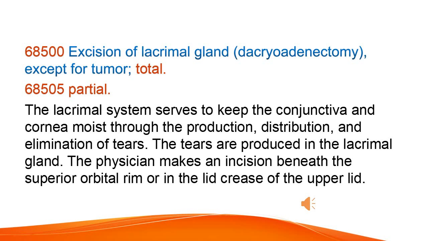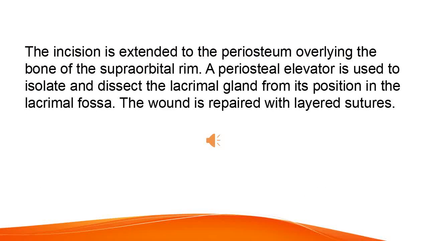The physician makes an incision beneath the superior orbital rim or in the lid crease of the upper lid. The incision is extended to the periosteum overlying the bone of the supraorbital rim. A periosteal elevator is used to isolate and dissect the lacrimal gland from its position in the lacrimal fossa. The wound is repaired with layered sutures.